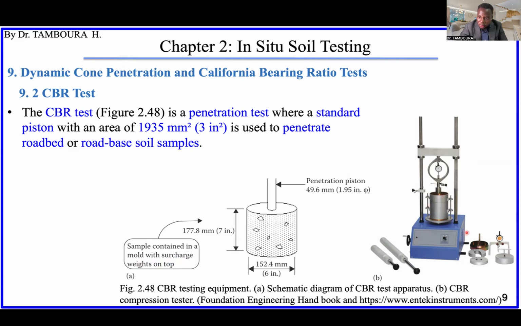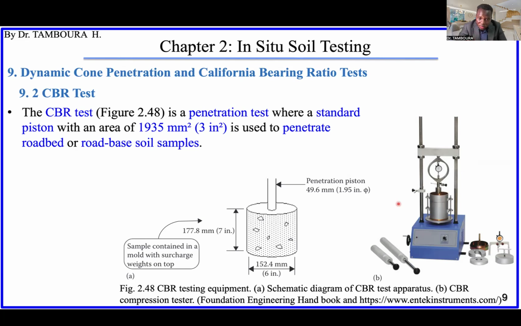The surcharge is this kind of surcharge on the top of the soil sample that will help to reproduce the in situ condition of the soil. Because there may be weight on the soil sample in situ, depending on the depth from which you obtain the sample.